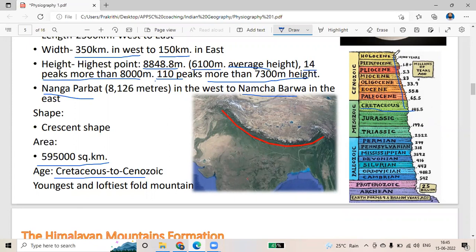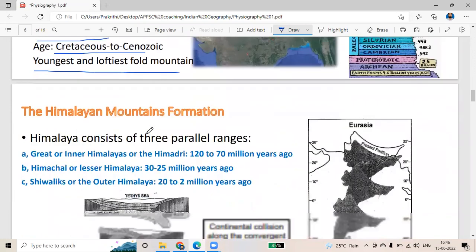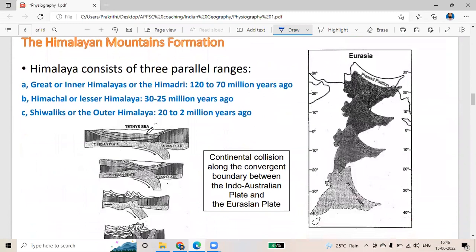That is why it is considered as the youngest fold mountain of the world. It is also known as the loftiest, that is the highest fold mountain of the world. These are the peculiarities of Himalaya. तो ऐसा एक बड़ा gigantic mass है this Himalaya is. So we want to understand how this Himalaya is formed. Himalaya consists of 3 layers here.